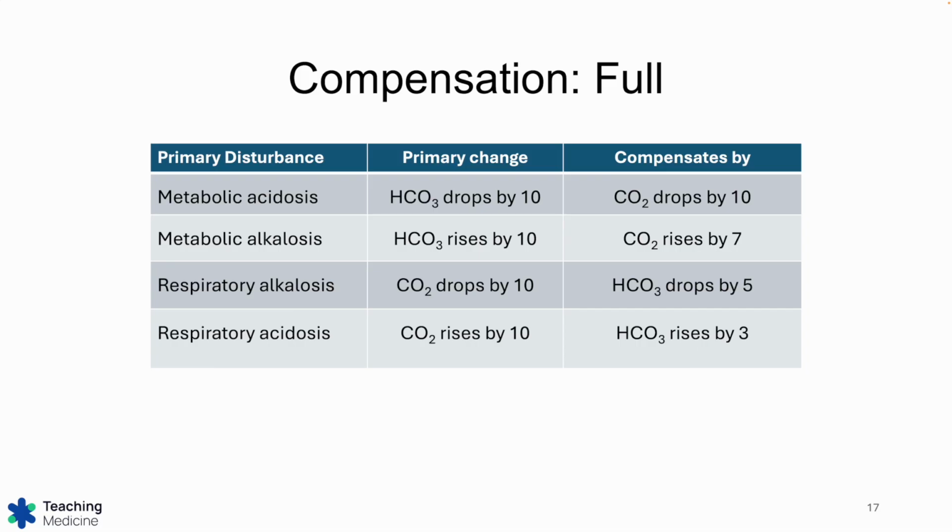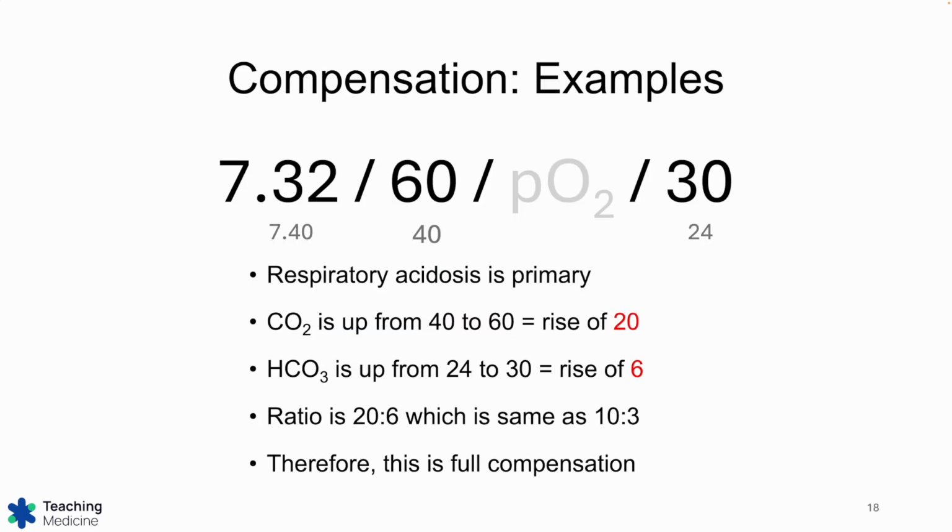And then the fourth example, and this is the last one, when you have a respiratory acidosis and your CO2 goes up, for every 10 that the CO2 goes up, the bicarb will go up by only 3. So an example, 7.32, PCO2 of 60, bicarb of 30, the carbon dioxide goes up by 20, the bicarb goes up by 6. 20:6 ratio is a 10:3 ratio, and I kind of used easy math here to make it easier to explain. So this is an example of full compensation.